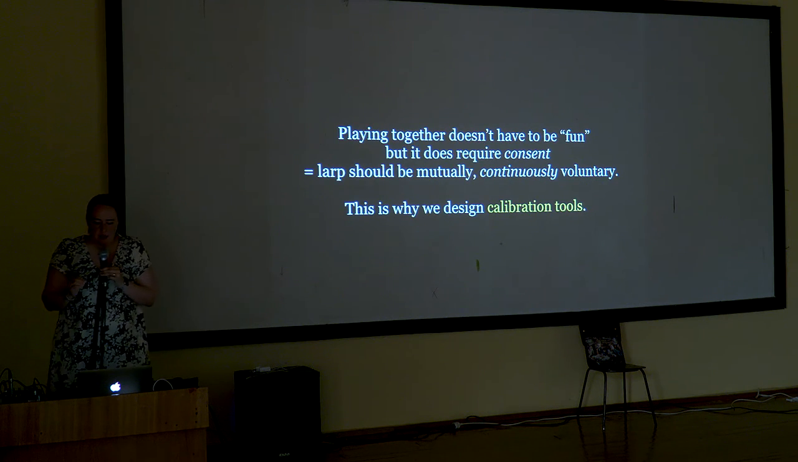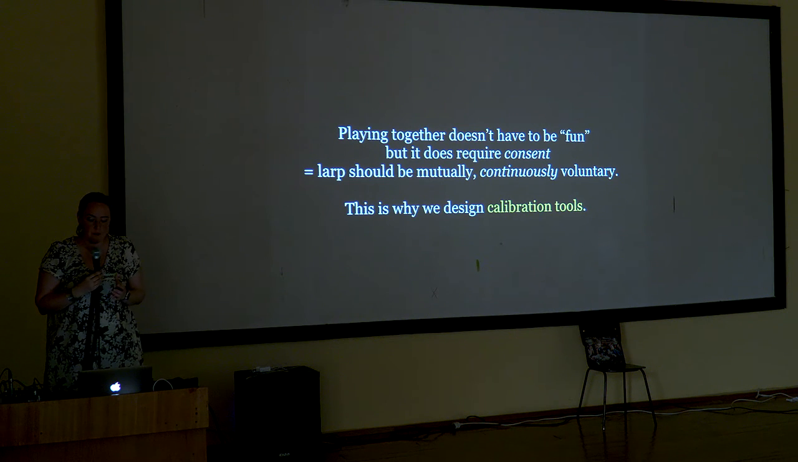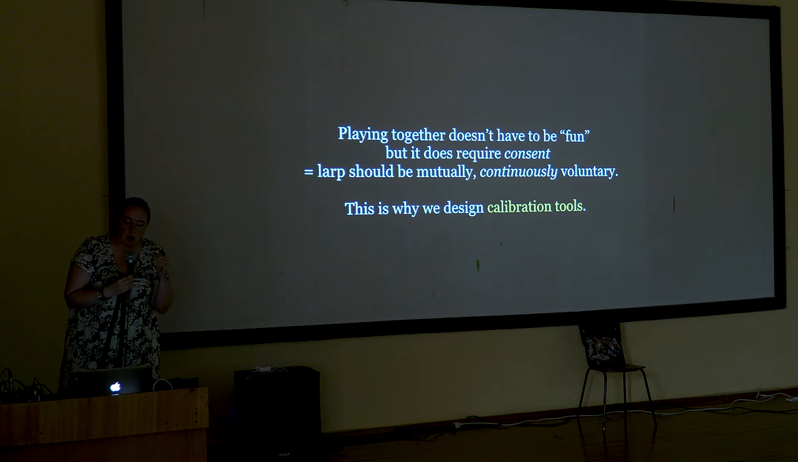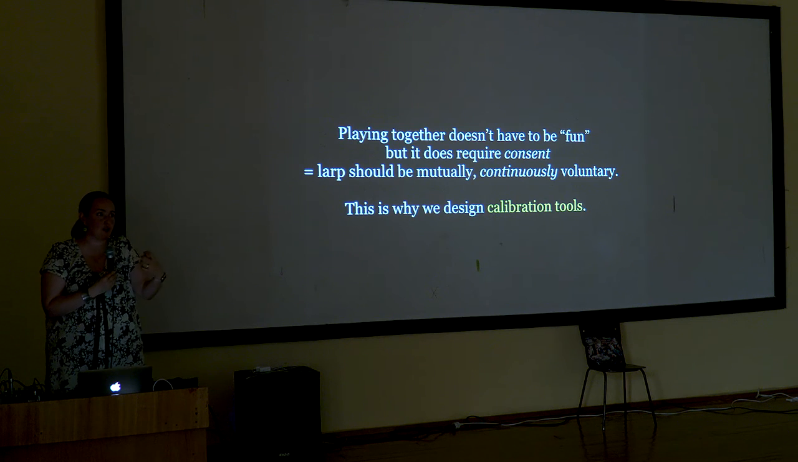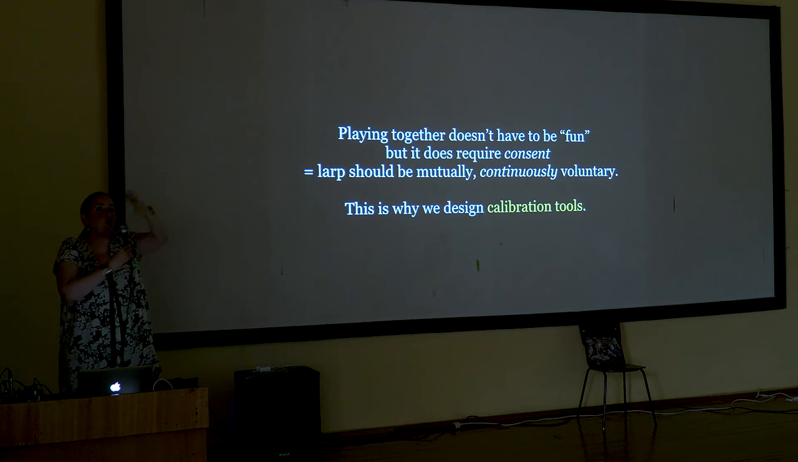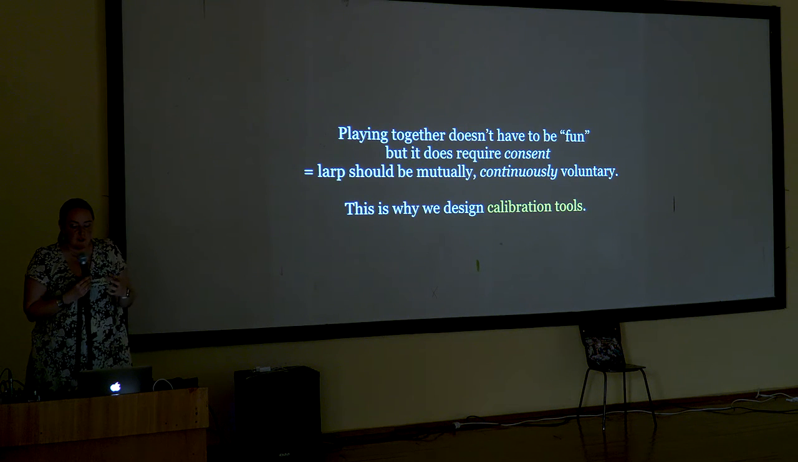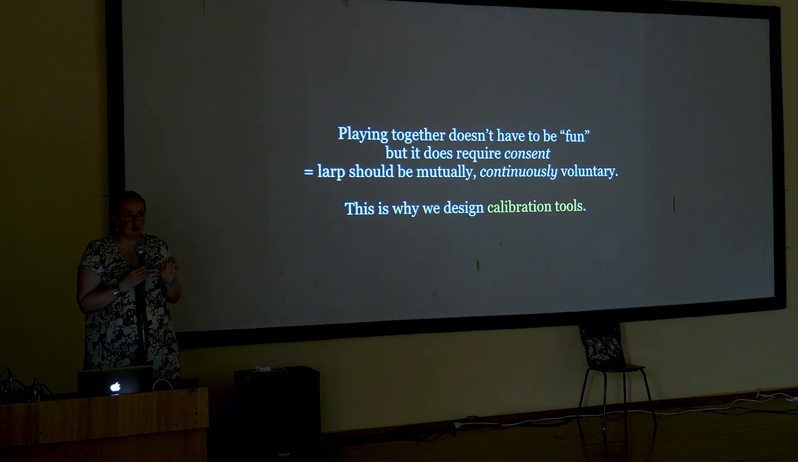Playing together does not have to be fun, as we learned from the Capo example, but it does require consent. That means an agreement to do this thing together. LARP should be mutually voluntary between the two participants in a situation, or all participants in a situation, all the participants in the whole LARP, mutually voluntary and continuously voluntary. And this is why we design calibration tools.